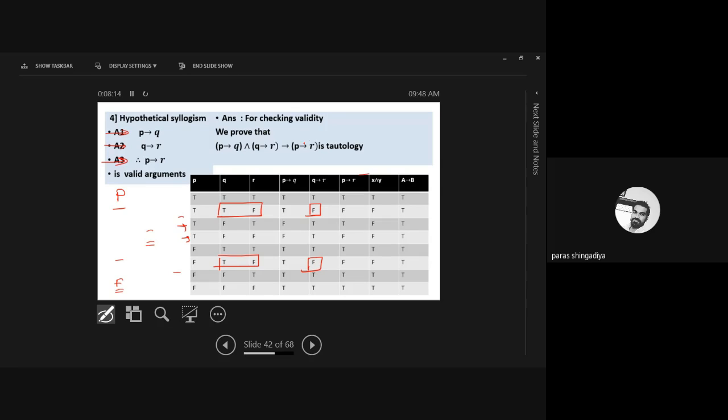Clear? Now we check the answer of this A3. So A3 is here, P to R. So compare P to R now. Clear? And check the place where first is true, second is false. So in the second row, it is the same. Then after, in this fourth row, the TF case is given. Okay. So that value will reflect F here, and all the remaining values, there is one mistake. Okay, there is a T here.